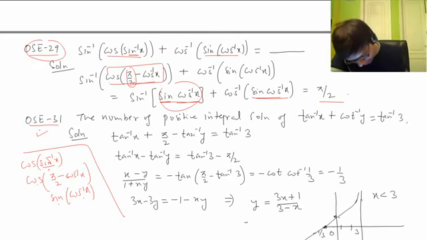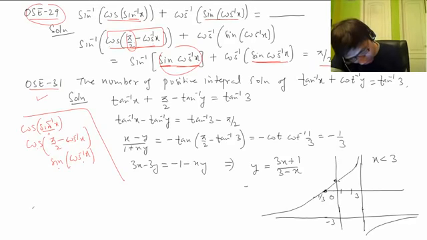Now this OSC 31, we have to find positive integral solutions of tan inverse x plus cot inverse y equal to tan inverse 3. So first of all, I have written cot inverse y as pi by 2 minus tan inverse y, using the formula tan inverse x plus cot inverse x equal to pi by 2.